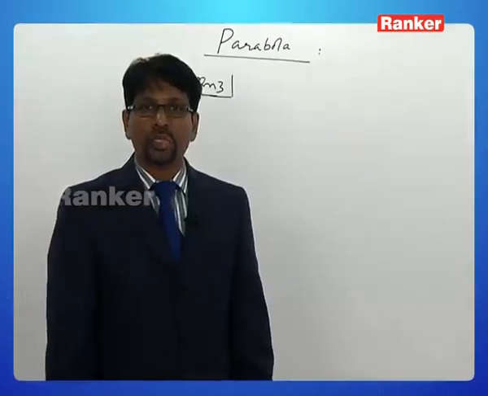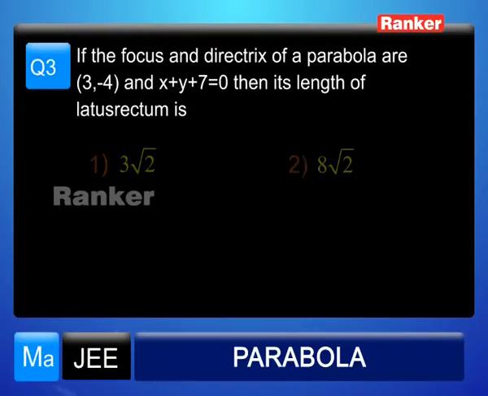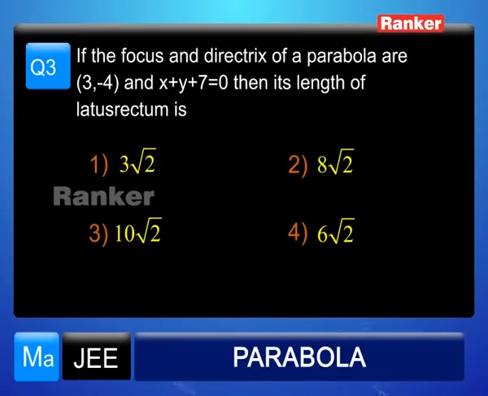Let's move on to the next question. Question number 3. If the focus and the directrix of the parabola are (3, minus 4) and x plus y plus 7 equal to 0, then its length of latus rectum is, first option 3 root 2, second option 8 root 2, third option 10 root 2, and fourth option 6 root 2.